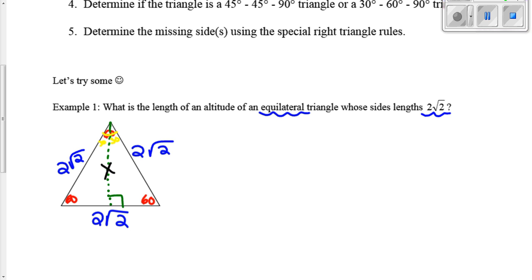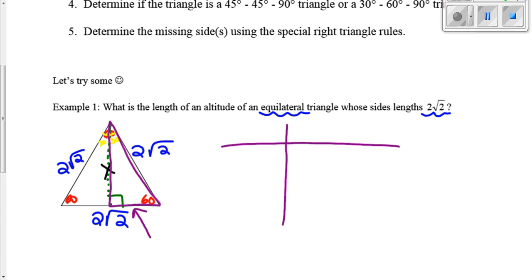So now I'm going to decide. Everything is labeled. I need to find x. Is this a 45-45-90 or a 30-60-90? If you said 30-60-90, you are correct. So I'm going to use this triangle right here. I'm going to outline it for you. Or we could have done it on the other side, but whatever. I'm cutting it in half because now I can use my special little chart, because it's a 90-degree angle.